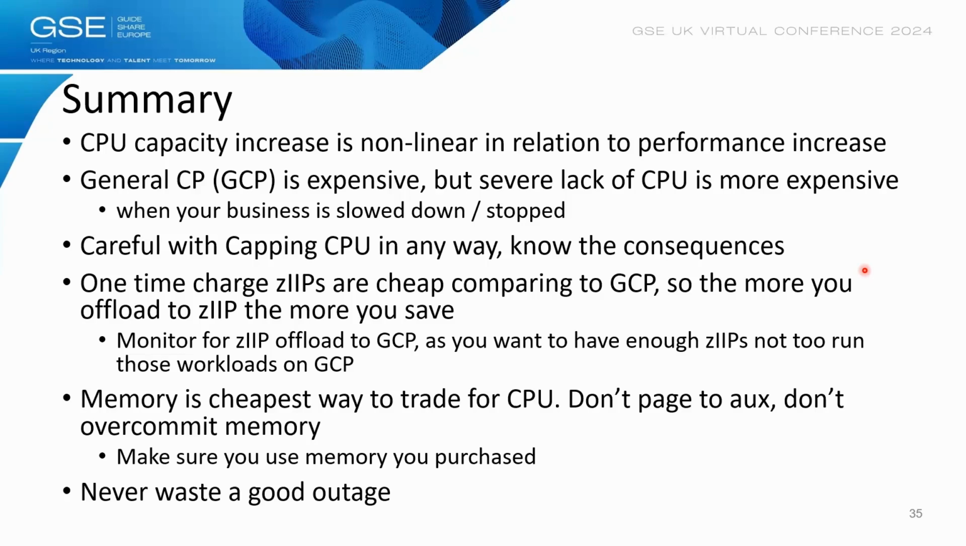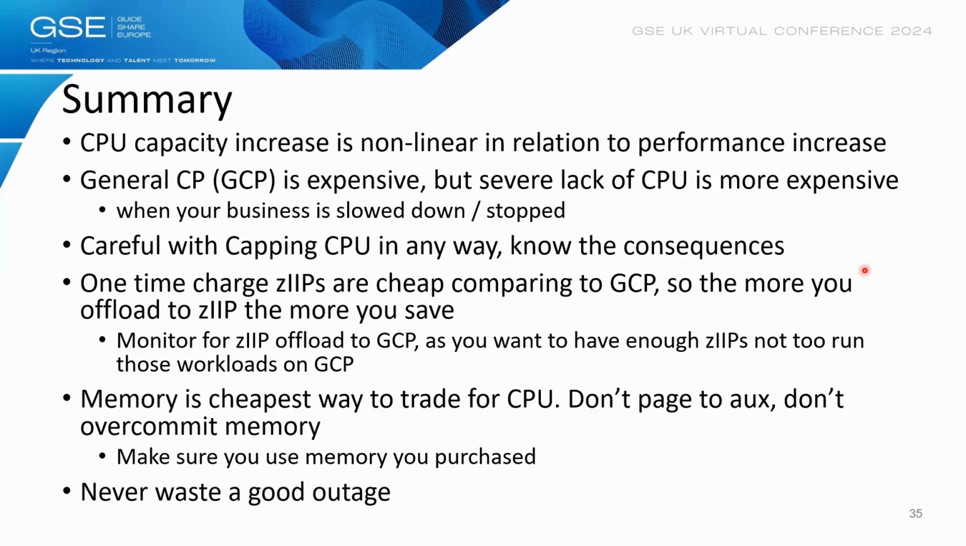You should remember that zIIPs are cheap compared to general CP. So the more you have, the more you offload to the zIIP, the more you save. However, if you do not have enough zIIPs and you offload to general CP, then it means that you still pay the real money, right?